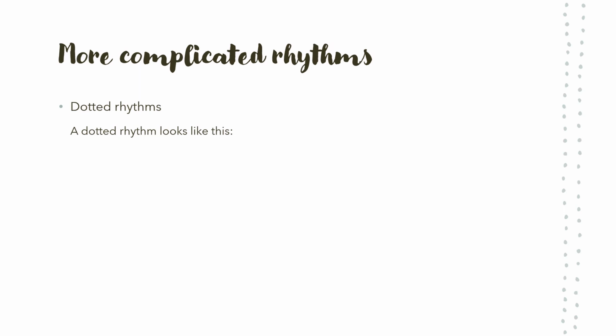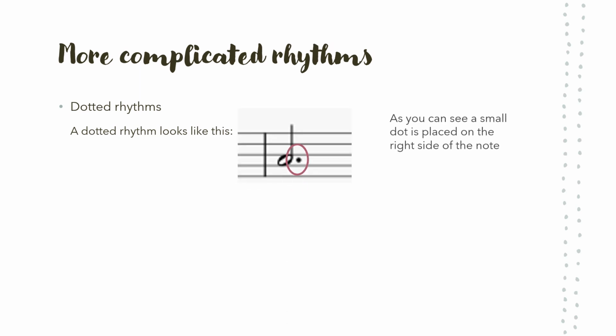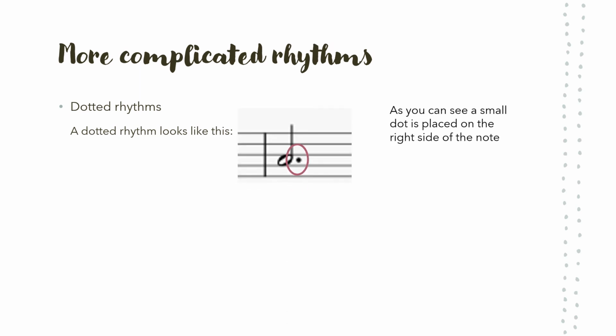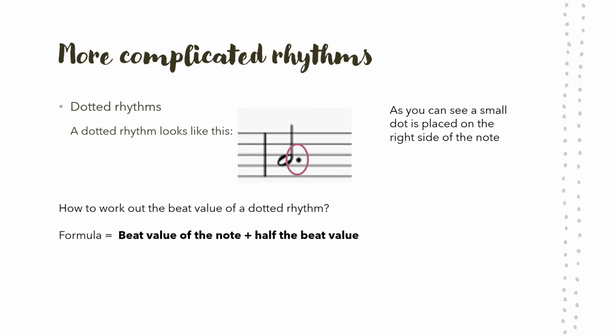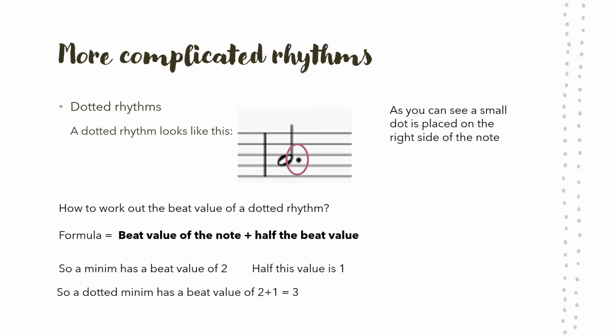We have dotted rhythms, and they can look like this. As you can see, a small dot is placed after the note on the right side. So this is a dotted minim. How do you work out the beat value of a dotted rhythm? You have the beat value of the note plus half the beat value. So the dot is essentially half the beat value that you add onto the note. We know that a minim has a beat value of 2, and half of this value is 1, so the dot's value is 1. If you add 2 and 1, that's 3. So a dotted minim has the beat value of 3.